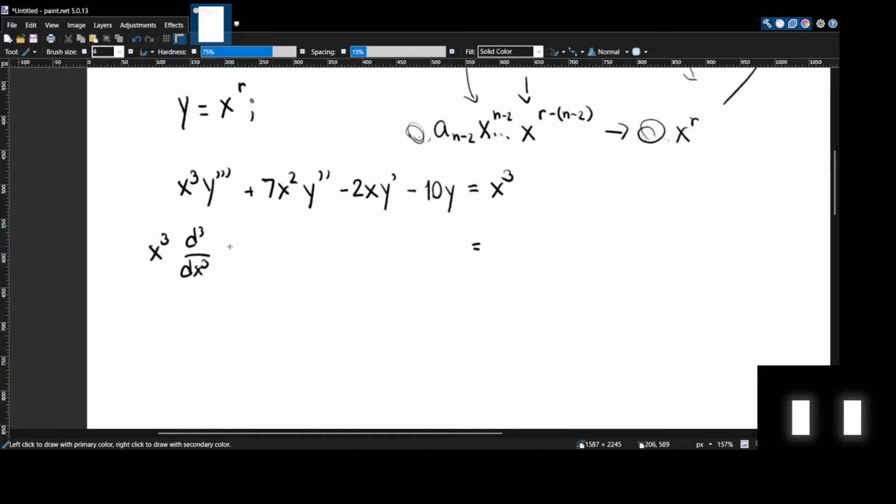You see, third derivative, and there's gonna be x to the power of r, because again we assume y equals x to the power of r.